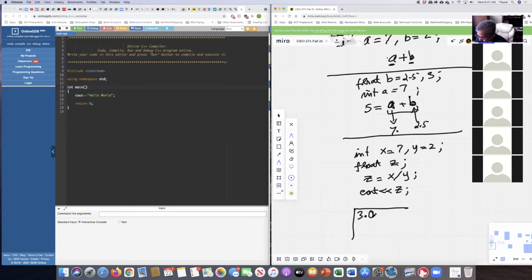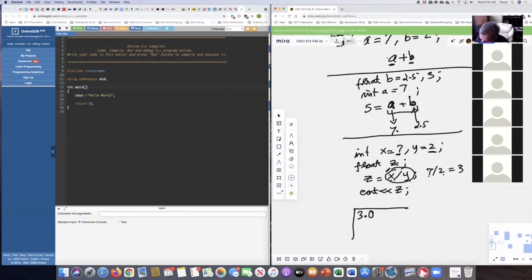Anyway, the answer is 3.0. So if this is a combo question, 3.0 is the right answer. If you write 3, that's the wrong answer. Let me explain why, for those who don't see it. The x and y are both integers, and therefore, when you divide x over y, you're dividing 7 by 2. When they're both integers, the answer will be an integer, which means it will only give you a 3, the integer part of the actual answer. That's all you're going to get from that. So this division will produce a 3.